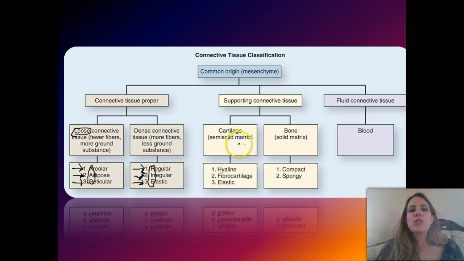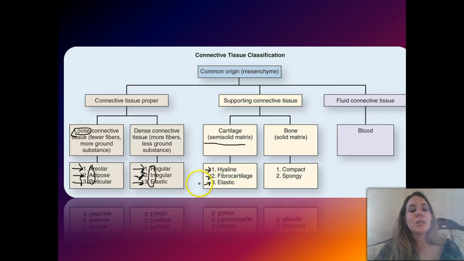Now going over to the cartilage. You guys know what cartilage is, and we'll go over it a little bit later, but obviously you have cartilage in all sorts of places in your body. For these, the most common type is called hyaline. Then we have fibrocartilage and elastic cartilage.